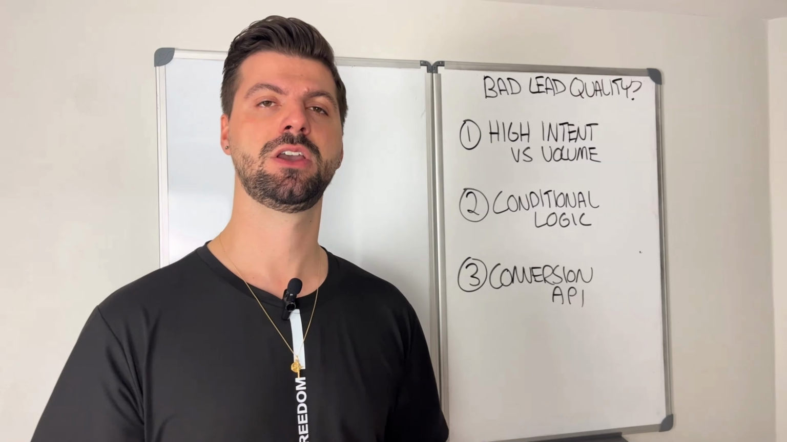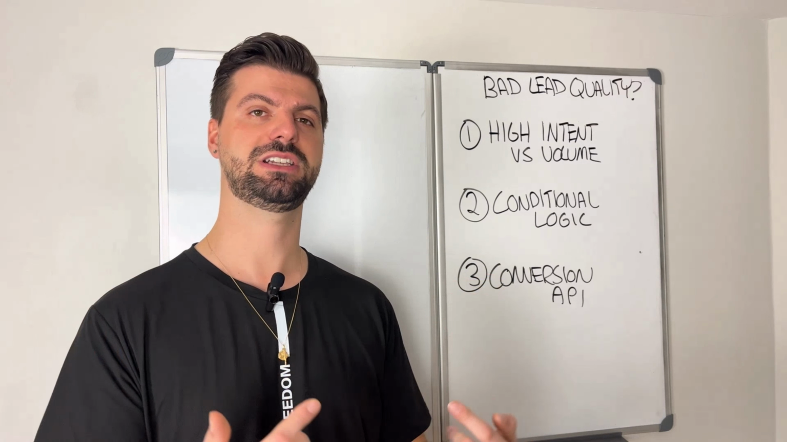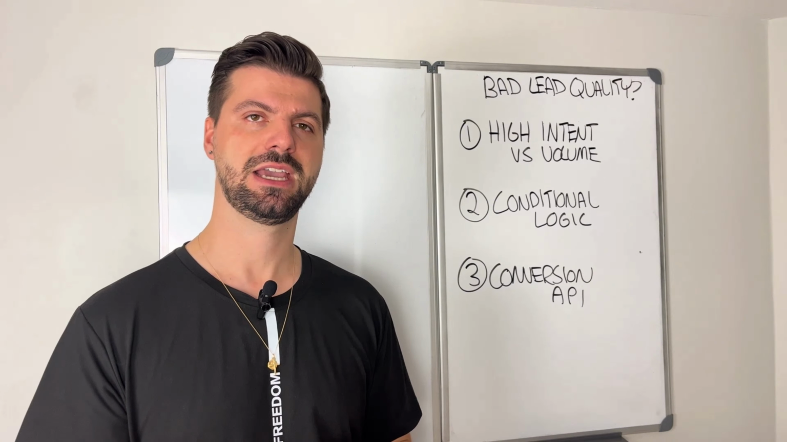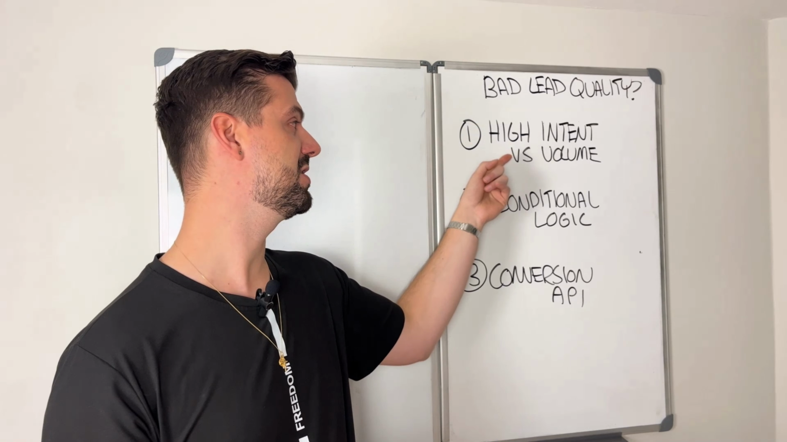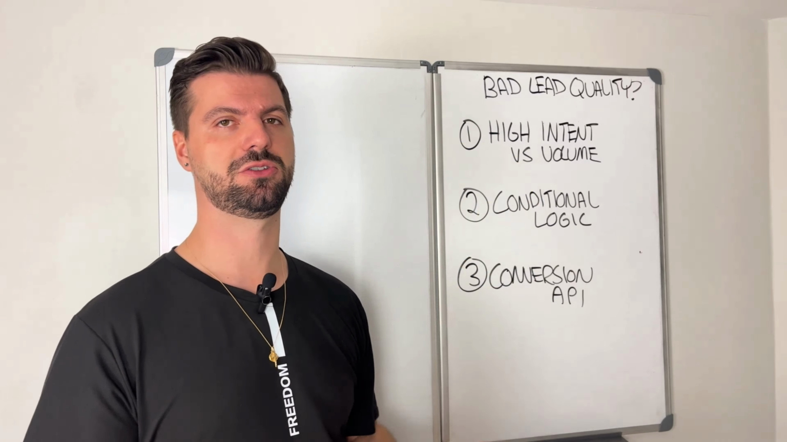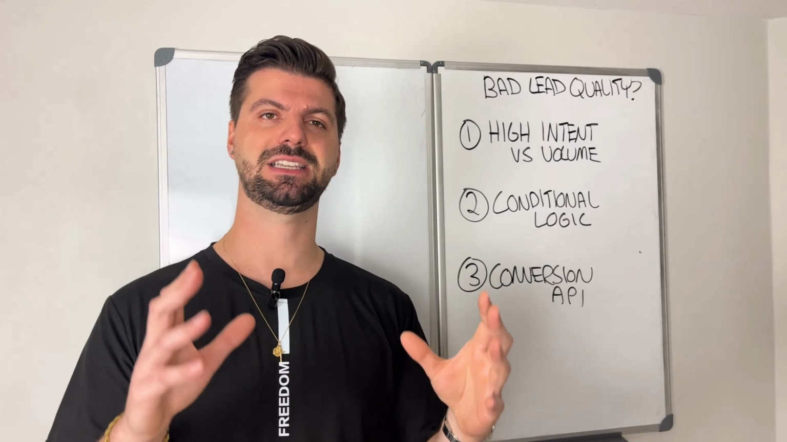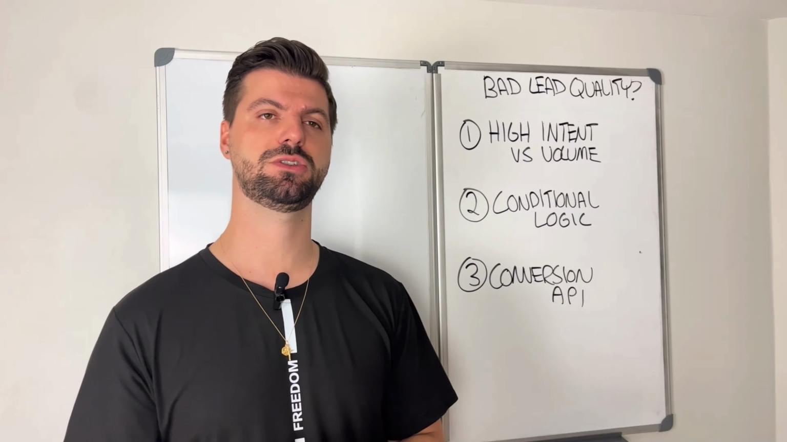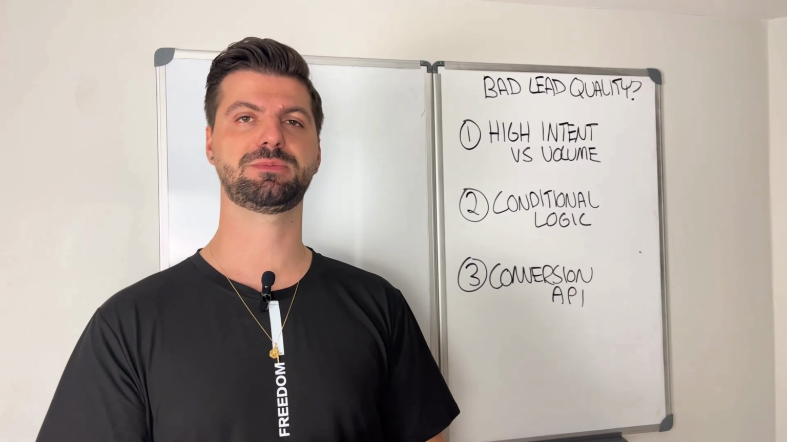But for the purpose of this video, I'm going to assume you're already doing that and you're still having lead quality issues. So the first strategy that you can do to really start increasing the quality of your leads is by setting the Facebook settings to high intent instead of volume on your lead forms. You are going to see a setting when you're setting up your ads in lead forms where you can choose between high intent or volume. I'm going to explain the difference between the two of them.